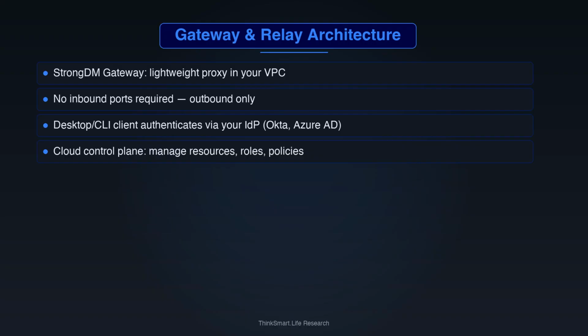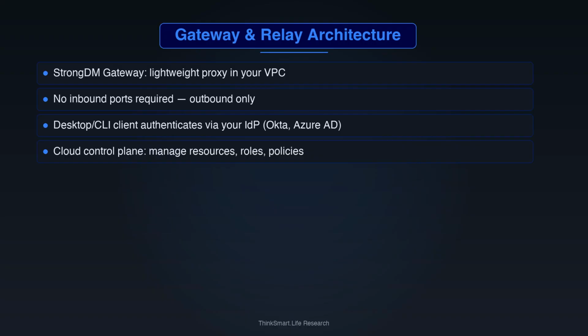StrongDM was built to solve all of this. Founded in 2015, the company has raised over $54 million and serves hundreds of enterprises worldwide. At its core, StrongDM is an infrastructure access proxy. Instead of giving engineers direct credentials to your databases, servers, or Kubernetes clusters, StrongDM sits in the middle.